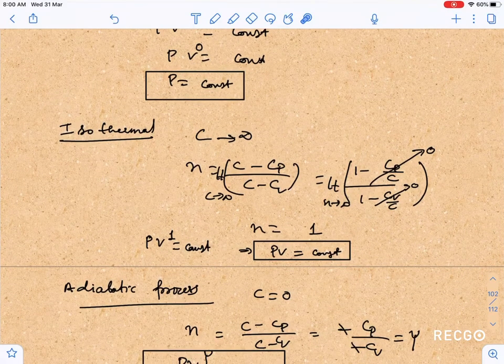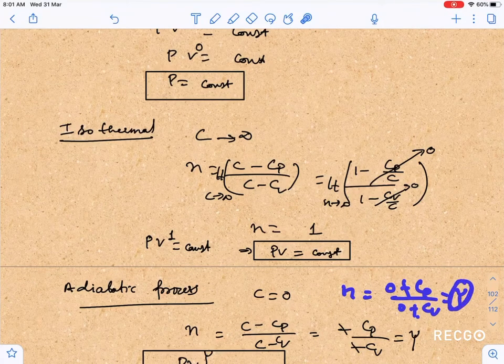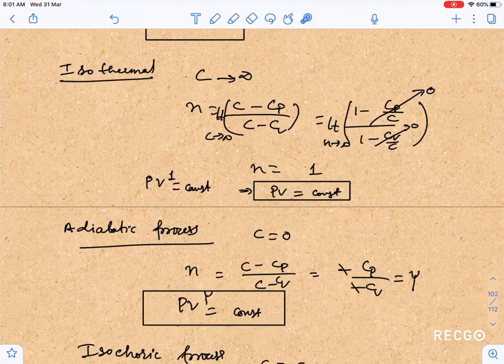Now guys, when C is 0, I can take that n is equal to 0 minus Cp upon 0 minus Cv, na? So Cp by Cv is gamma, you know that Cp by Cv is gamma. So for adiabatic process, PV to the power gamma is equal to constant.